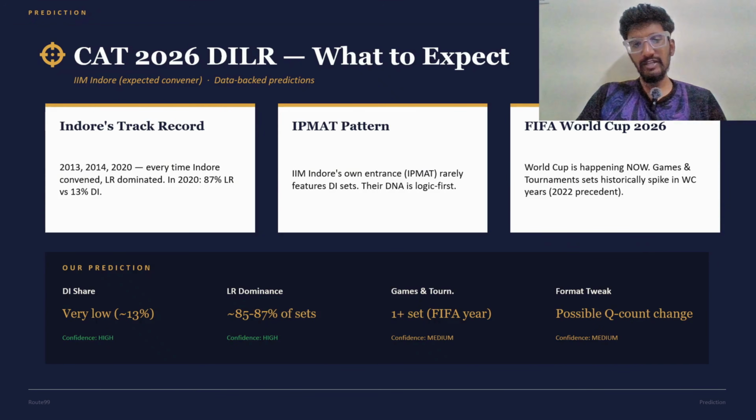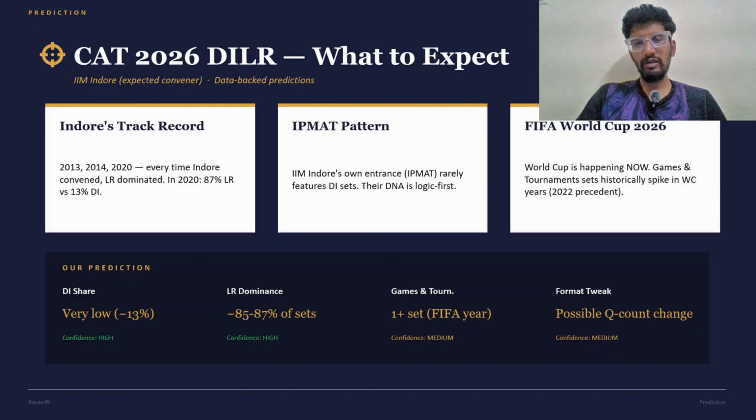So, here are some predictions for CAT 2026. See, IIM Indore's previous CAT paper was heavily LR based. If you look at IPMAT, IIM Indore's own entrance exam, they have preferred logic over DI. Number three, FIFA is again happening this year. And historically, games and tournament sets have become more common during World Cup years.